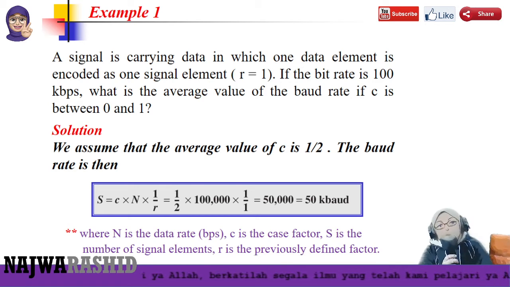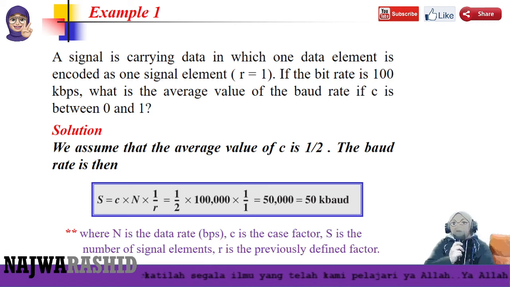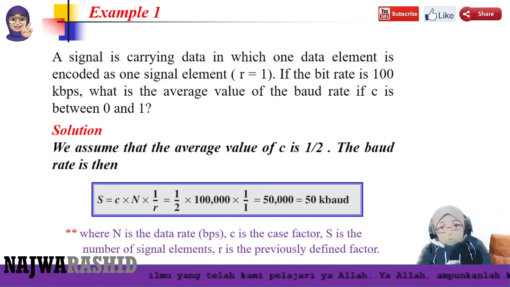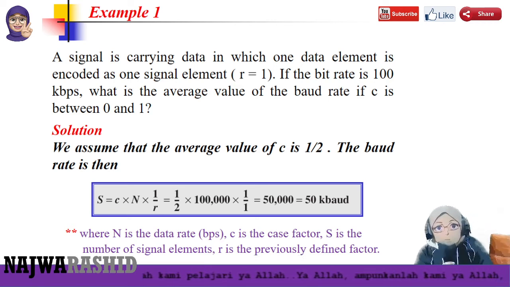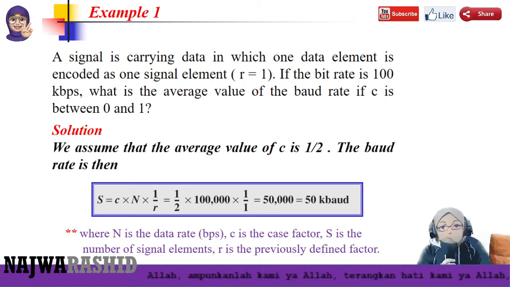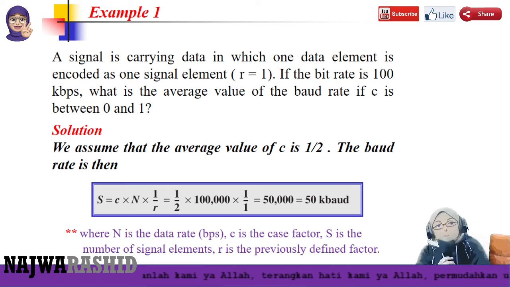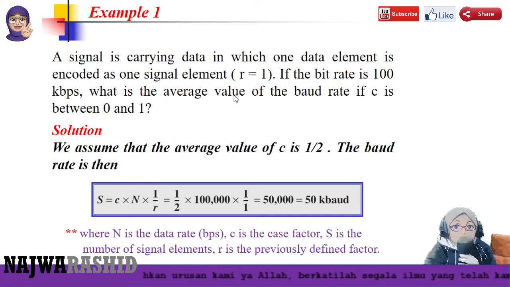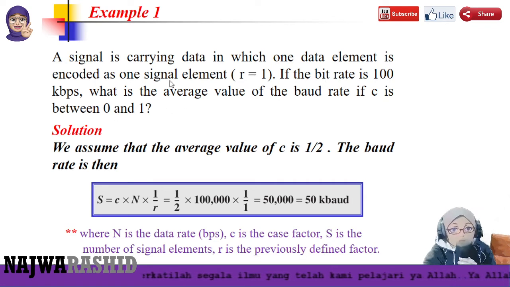So we assume that the average value of c is 1 over 2 because the value is between 0 and 1. So the baud rate is calculated by c times N times 1 over R. N refers to the bit rate. So we need to identify the value of c. c is 1 over 2. N refers to the data rate, we have 100 kilobit per second, so 100,000 bit per second here.